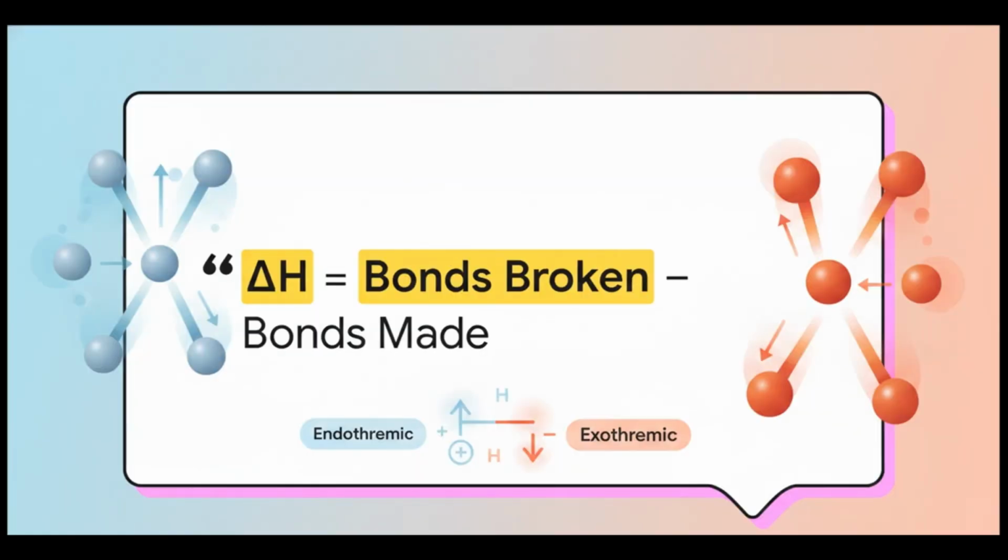And this is the formula you absolutely need to know for your exams. The overall enthalpy change, delta H, is the sum of all the energies for the bonds you broke, that's what that little sigma symbol means, minus the sum of all the energies you got back from the bonds you made. If the energy you get out from making bonds is more than the energy you put in, delta H is negative and you've got an exothermic reaction.